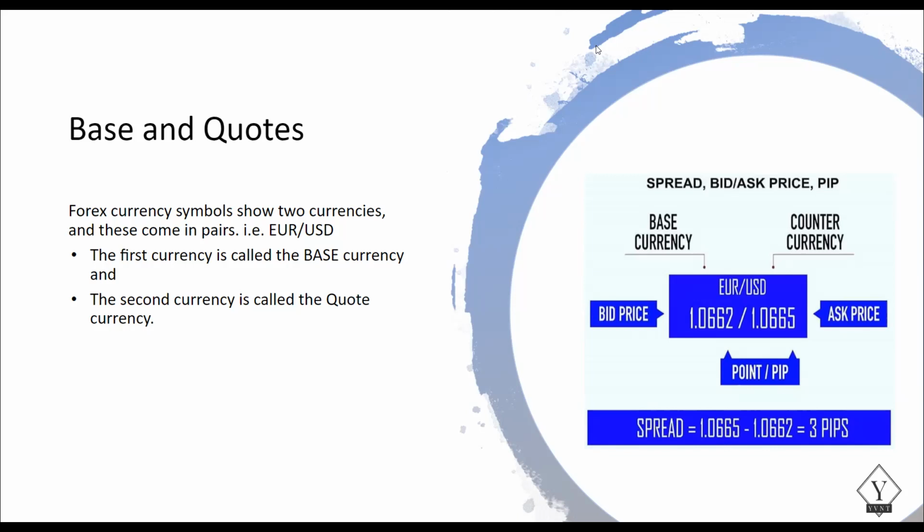So the first currency is called the base. Let me just quickly get my annotation there. Okay, there we go. So the first currency, which is the euro, is called the base, right? So that's the base currency. And then, sorry, the second currency, which is this one here, is called the quote. That's the quote currency, right?